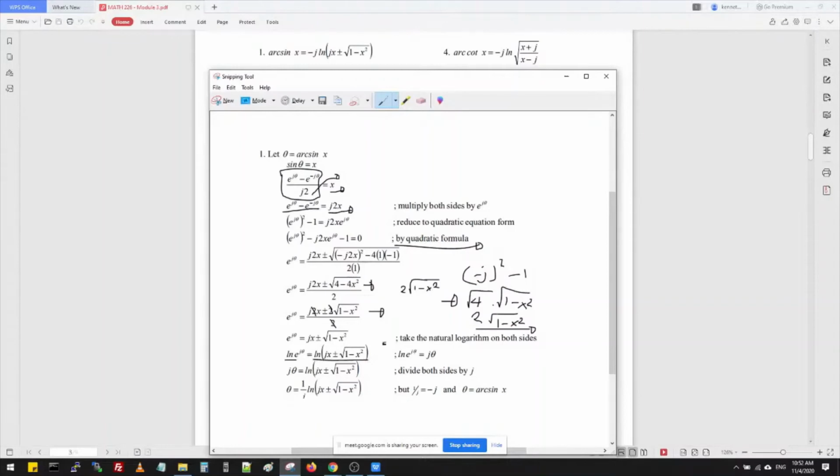And then, so ln of e, di ba? So, this is, ano ni siya property sa logarithm? If you can recall. Ano ni siya property? I think this is property number 3. Tama? This is property number 3. Okay, so this is property number 3 of logarithm. So, mabilin is j theta.